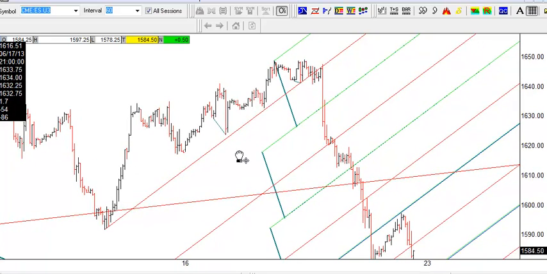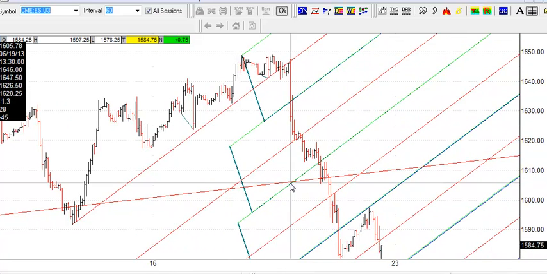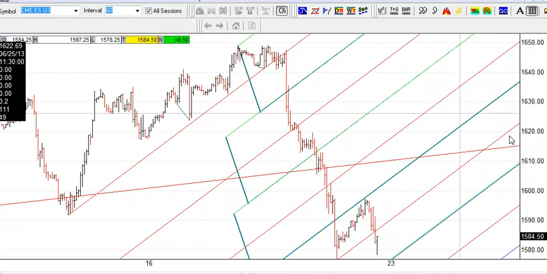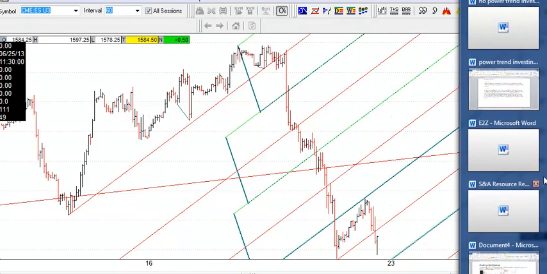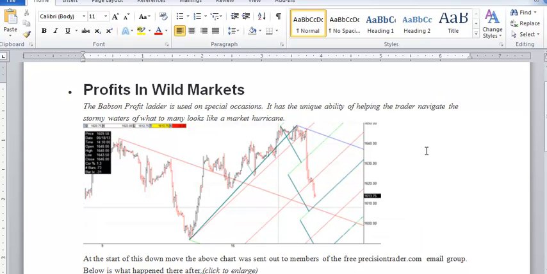So anyway, this is what I call the Babson profit ladder. It is using the action-reaction principle. The only thing is the lines are always equidistant. Now, all we did was on this day here, we drew and sent out one of these rare emails. This doesn't happen very often. We say, okay, it's time to use the Babson profit ladder. And one of the advantages of using the Babson profit ladder is that you can have reasonable support and resistance levels you can know in advance.